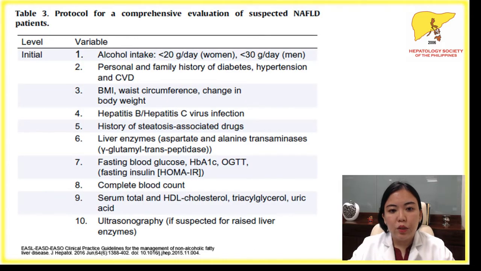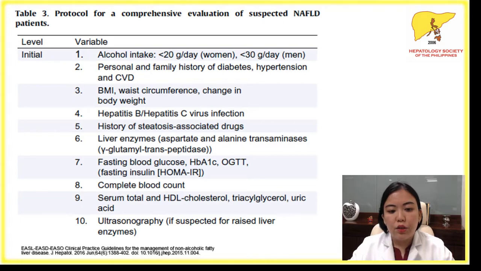Evaluation of potential NAFLD patients proceeds in a stepwise fashion, beginning with exclusion of significant alcohol intake. Significant alcohol intake is more than 20 grams per day for women and more than 30 grams per day for men. A thorough history to assess for diabetes, hypertension, and cardiovascular disease must be taken, as these diseases are associated with NAFLD. A history of viral hepatitis and intake of steatosis-causing medications are also significant. Physical exam should include body mass index and waist circumference.